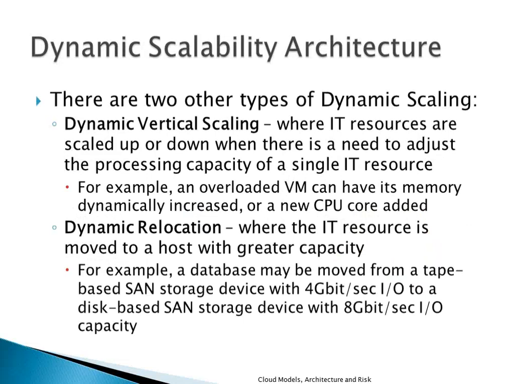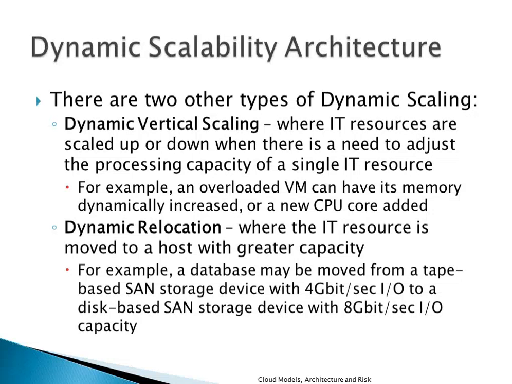So there's two other types of scaling in this. We can do dynamic vertical scaling as well, where this is where we'll scale the resources up if there's a need to adjust the processing capacity of a single IT resource, or perhaps scale them down. So, if we've got an overloaded VM, we might dynamically increase the memory or throw in a new CPU core or two in order to assist it.